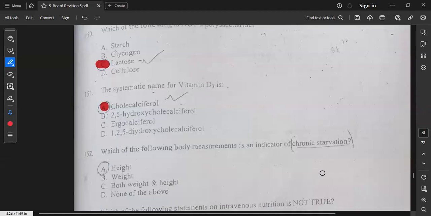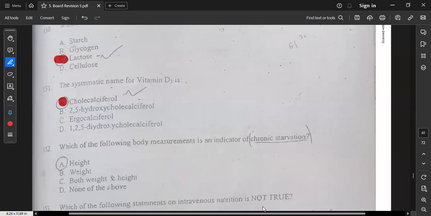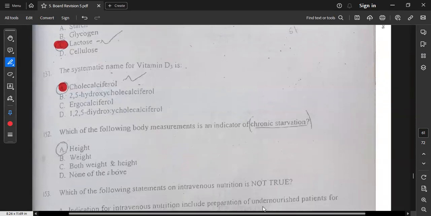Okay. Which of the following body measurements is an indicator of chronic starvation? Height, weight, both weight and height, none of the above.